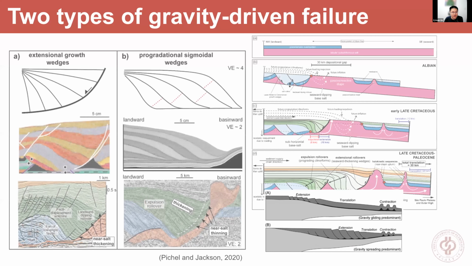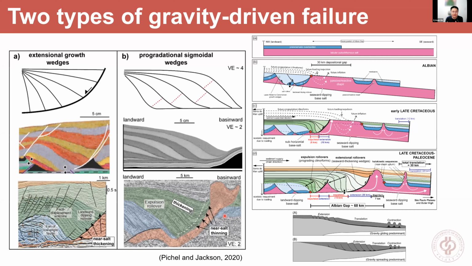There are other works. This is from Leo, who identifies two different types of gravity-driven deformation. I think Leo used different shapes of growth wedge here, an extensional growth wedge or a propagational wedge, and you can try to correlate them to nature.